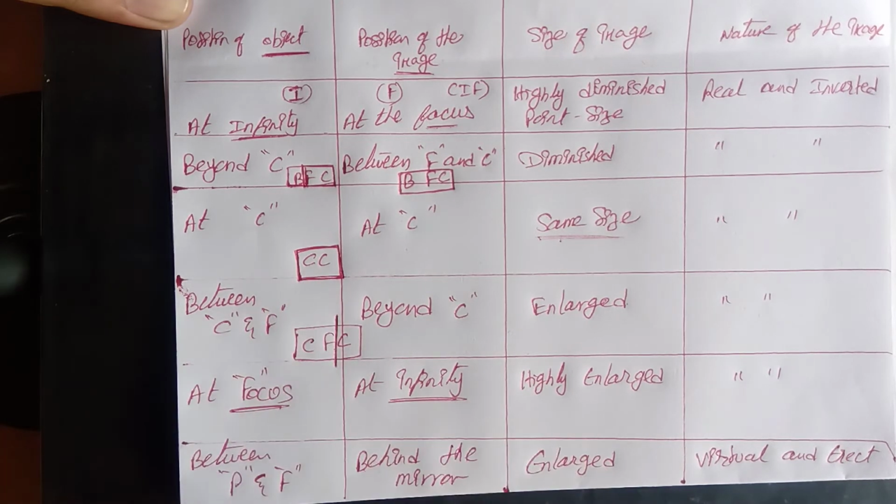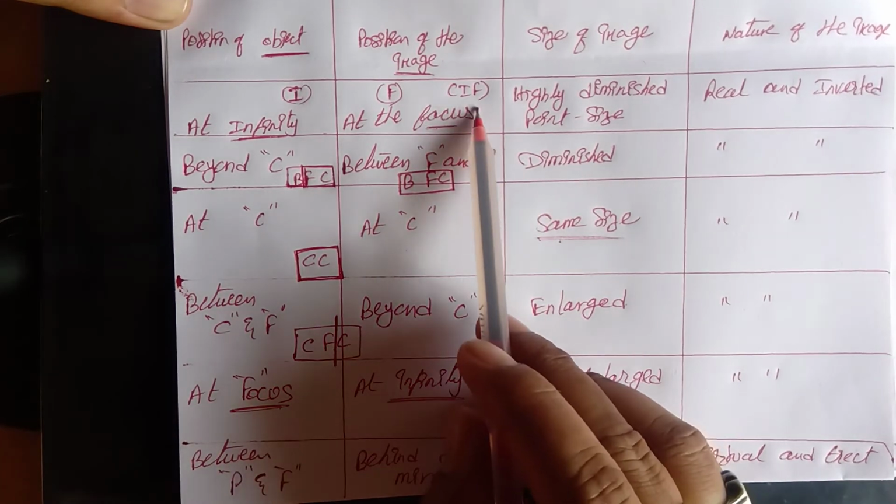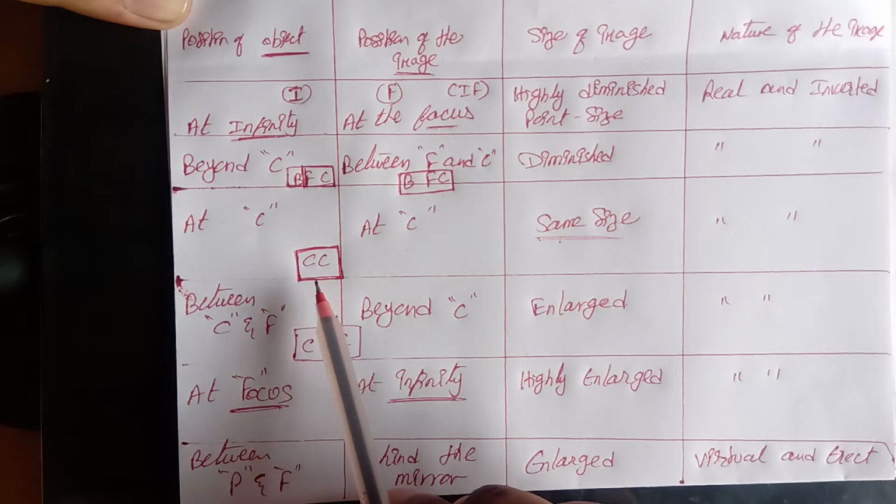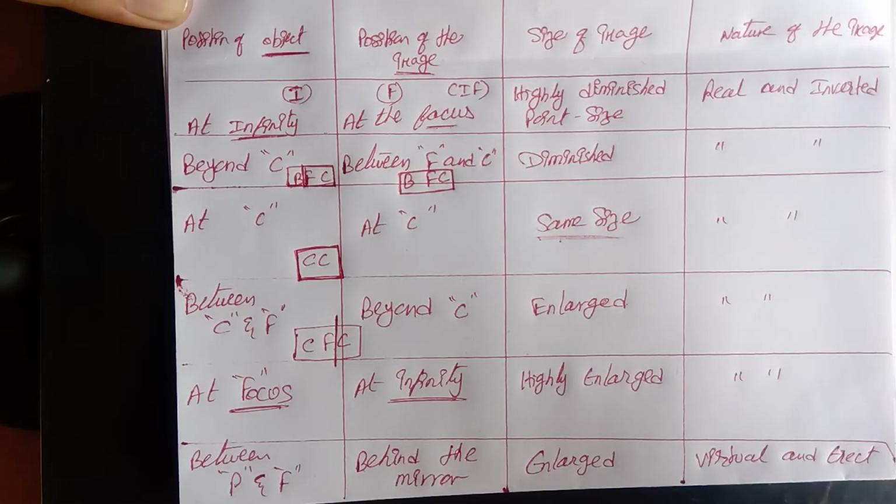Till now three shortcuts: IF, BFC, CC. Any doubt till now? Even in the night you should be able to say the shortcut. If someone asks what IF means: when the object position is at infinity, then the image would be at F.